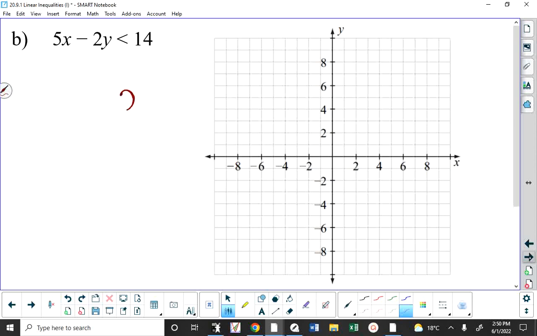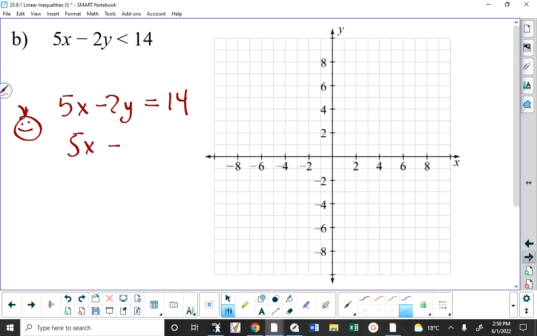When I rearrange this, it's 2y. Well, let me back up. What we are doing is imagining this equation so that we know what to draw for the line. This becomes 5x minus 14 equals 2y, which means y is equal to 5/2 x minus 7. It's not equal. It's an inequality, but I'm doing this to decide what to draw.